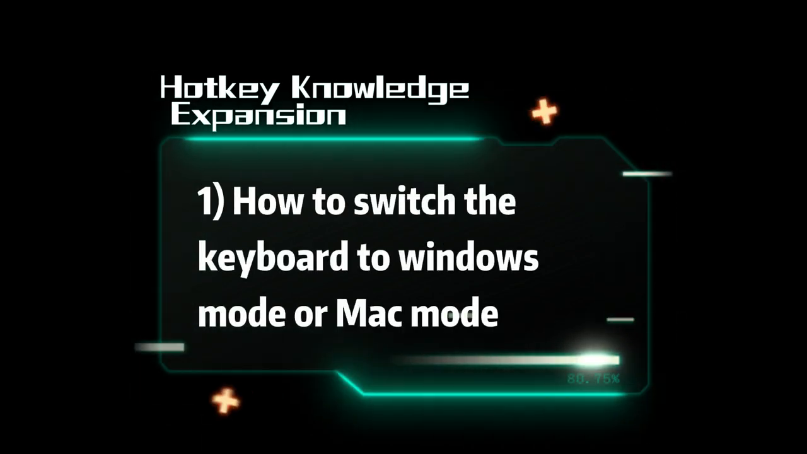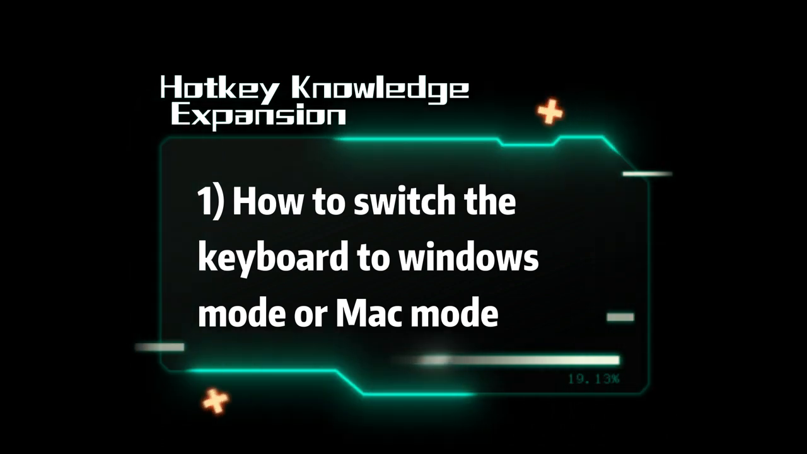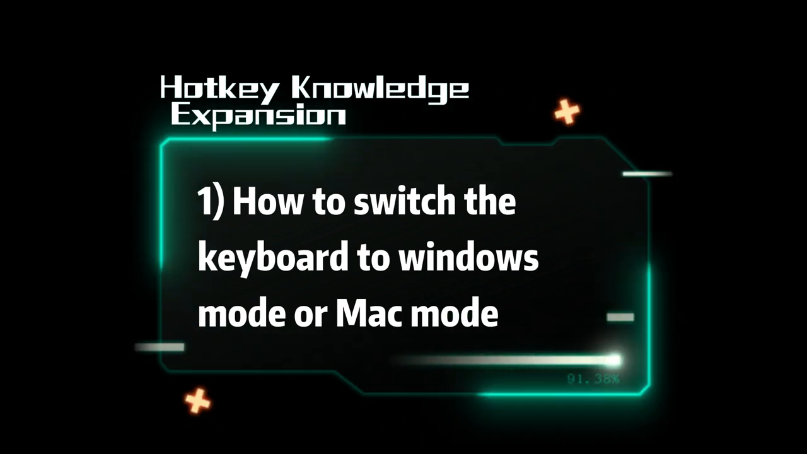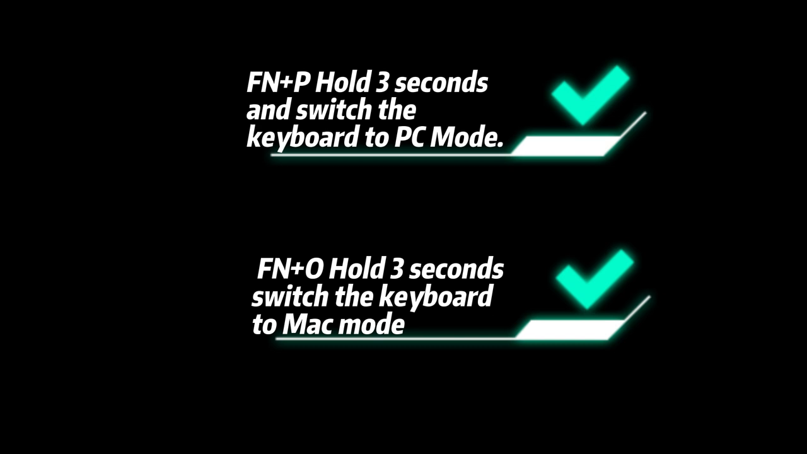Hotkey knowledge expansion. First, how to switch the keyboard to Windows mode or Mac mode. Fn and P held for 3 seconds switches the keyboard to PC mode. Fn and O held for 3 seconds switches the keyboard to Mac mode.